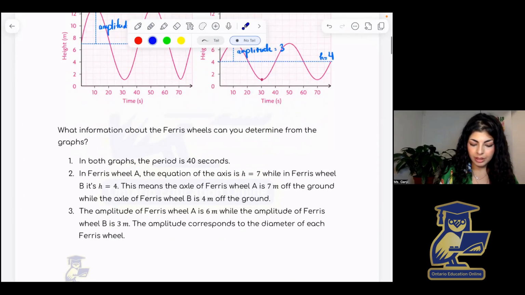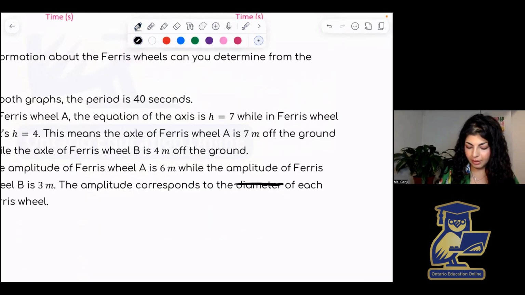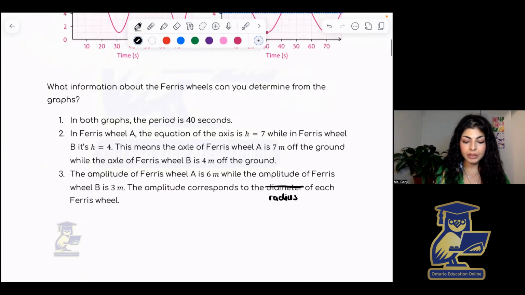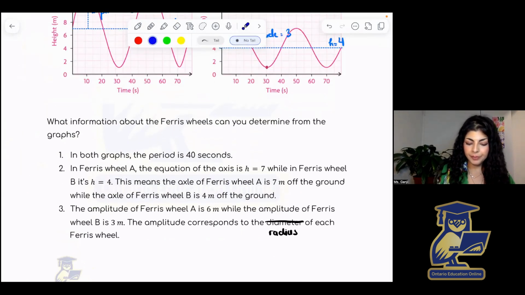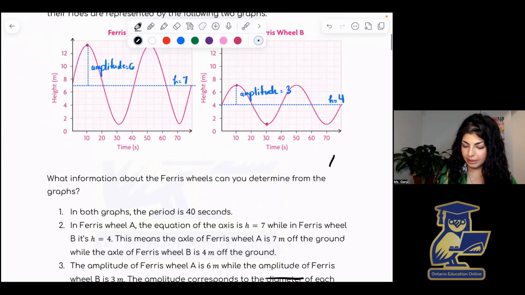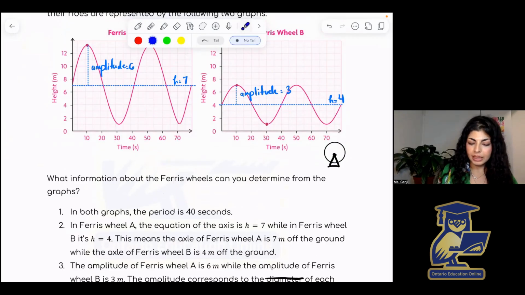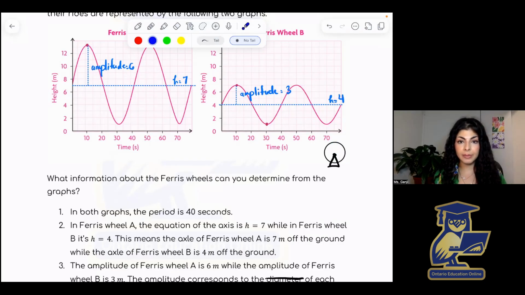So the amplitude is actually the radius of the Ferris wheel because, again, consider we have in this example a Ferris wheel as such. So then this axle in the middle is going to be 4 meters off the ground. And the radius, which is 3, means that we go up by 3 meters from here. So again, a total height of 7 meters off the ground.